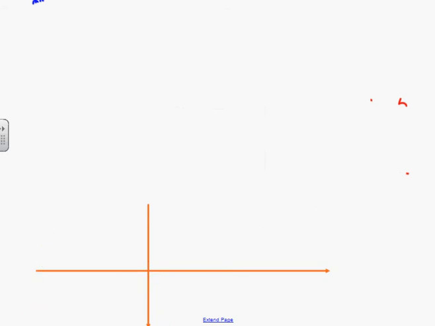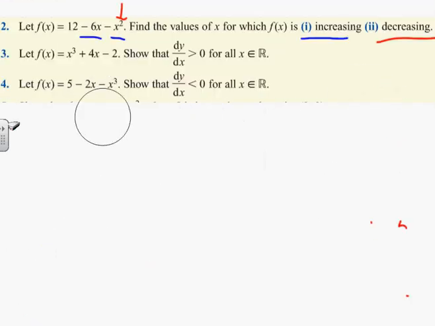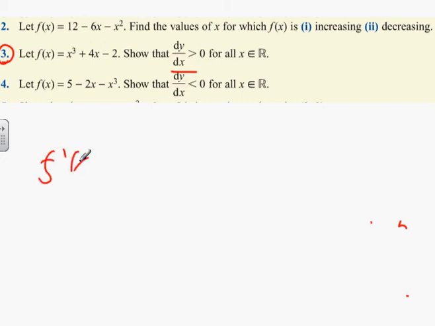Okay, next one is, we'll do question 3 here. So question 3, let f of x equals x cubed plus 4x minus 2. Show that the first derivative is bigger than 0 for any value. What's the first derivative, Mick, when you differentiate question 3? Bring the 3 to the front. Oh, sorry, 3x squared, yeah. Plus 4. And we want to show that it's greater than 0.